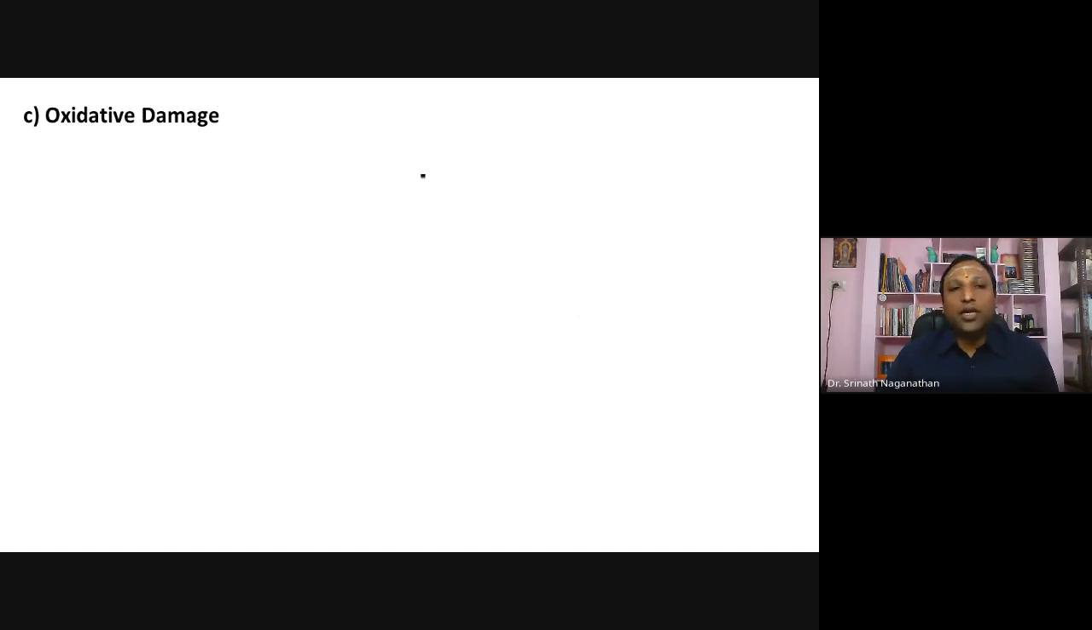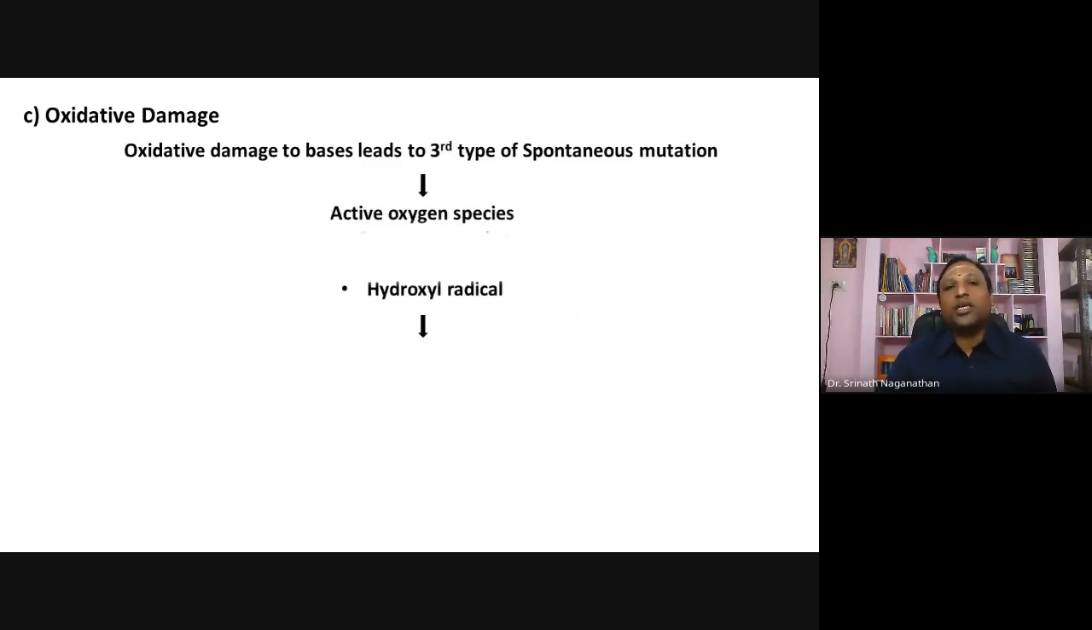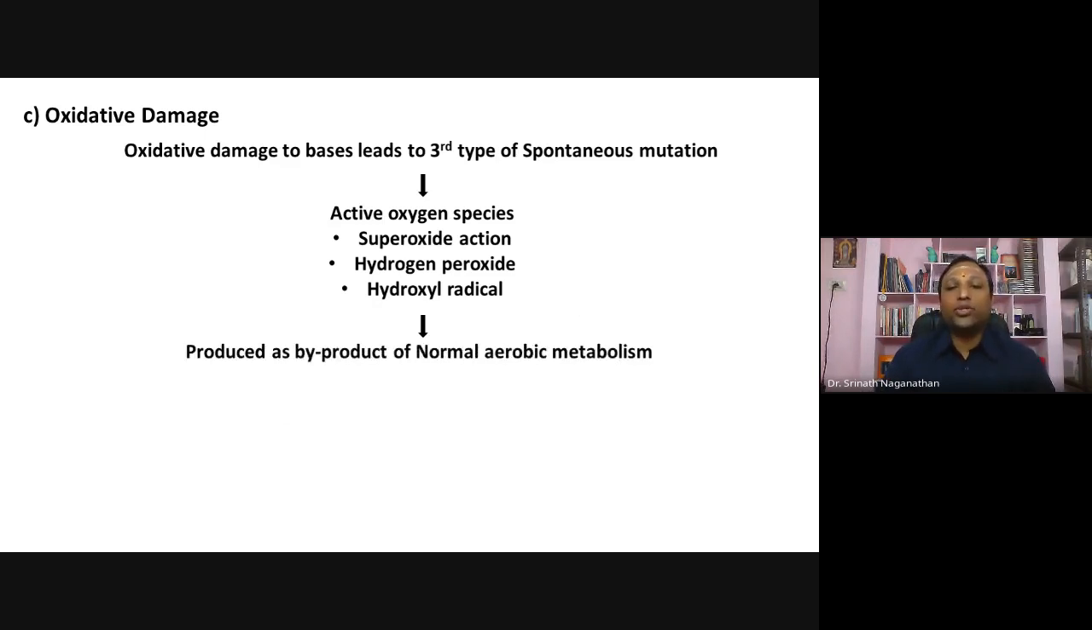So oxidative damage. Oxidative damage to bases leads to the third type of spontaneous mutation, caused by active oxygen species: superoxide anion, hydrogen peroxide, and hydroxyl radical. So these are the different things which occur here, produced as a byproduct of normal aerobic metabolism.